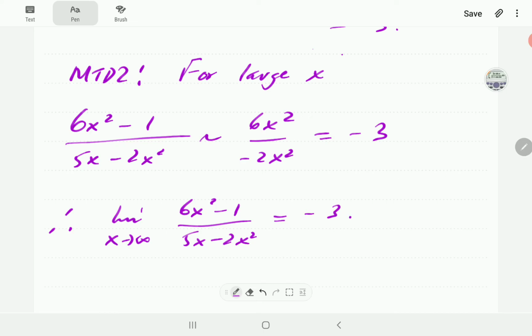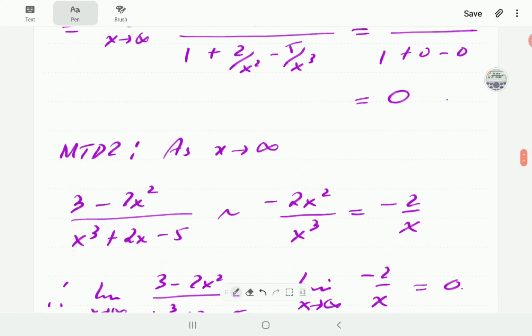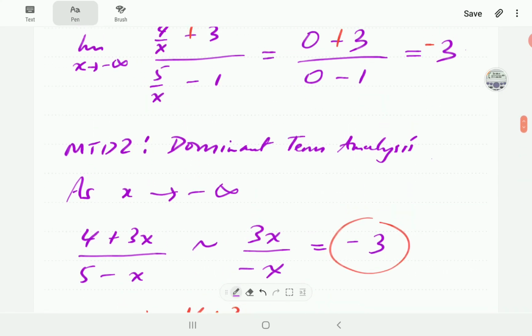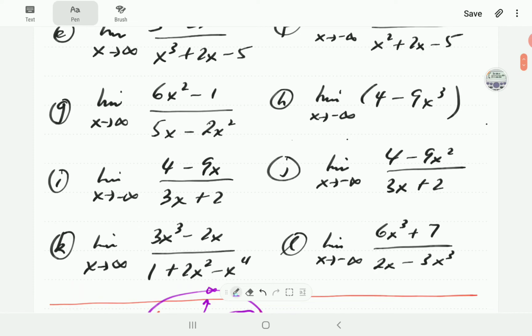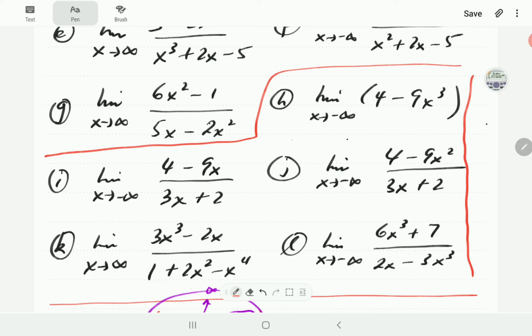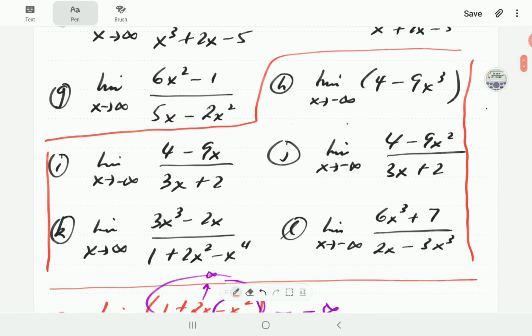All right, so that sorts that out. So what we would like you to do is try the remaining 5 examples. So that's these ones here. So what you can do is just pause the video, have a go at these, and then when you press play, you can compare with our answers.